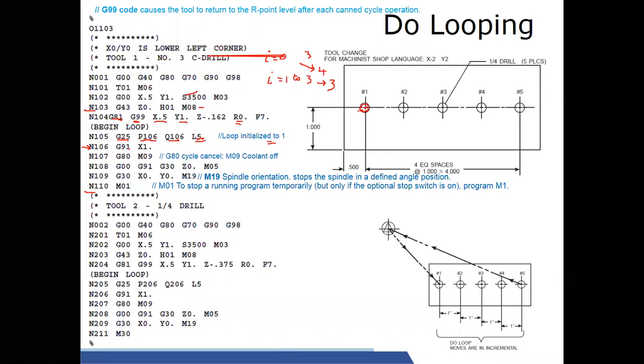And next, G91 is incremental coordinate system, means from this present position, increase X value 1. I mean, X will be 1, means Y value remains same. Okay, so Y remains same, so that you will be moving along this line. Second drill will be done here, counter is incremented, again here, again here, again here. So once it is over, you can stop the drilling cycle.